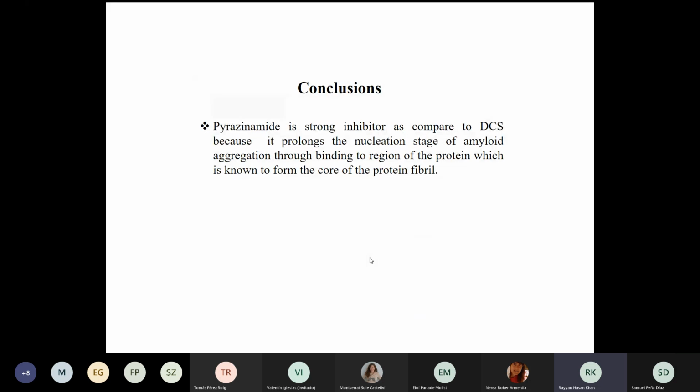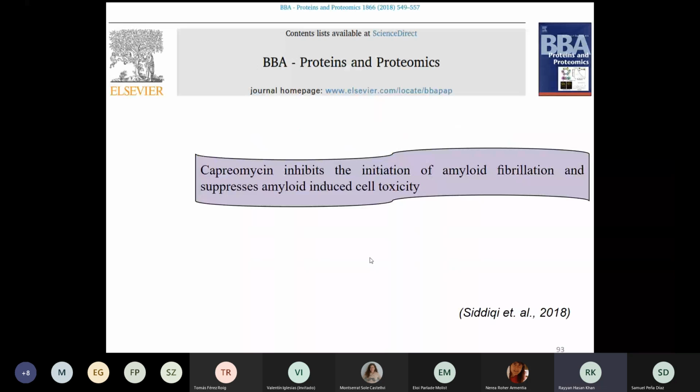of the amyloid aggregation through binding to the region of the protein which is known to form the core of the protein fibrils. Now, this is another anti-tuberculosis drug, capromycin, which is being taken. And this is a study that has been published in BBA in 2018.